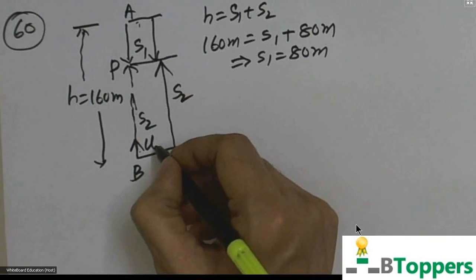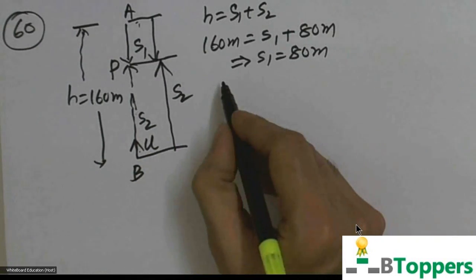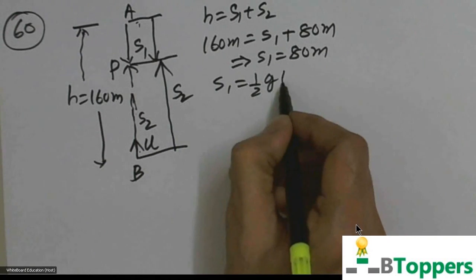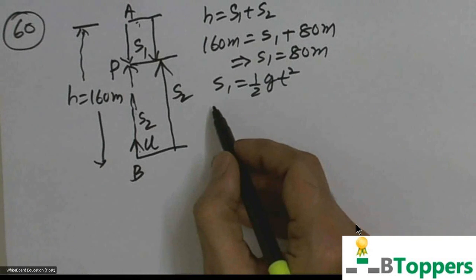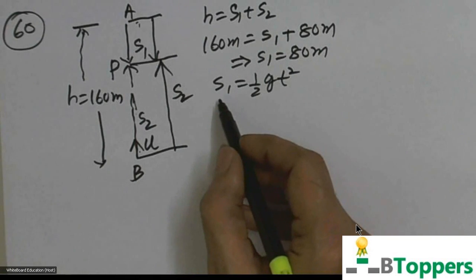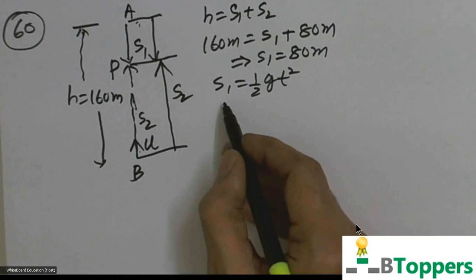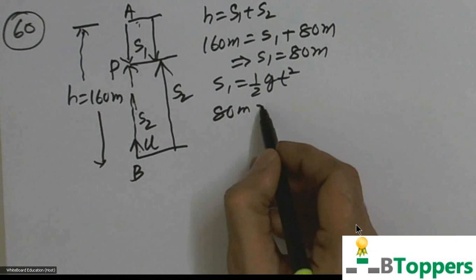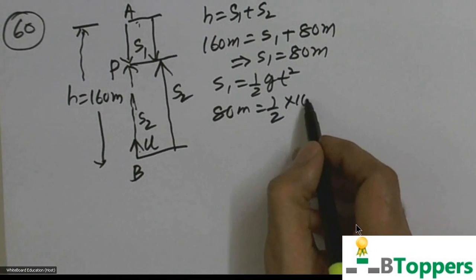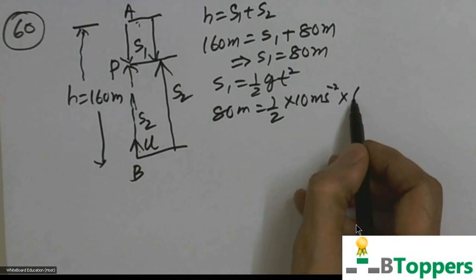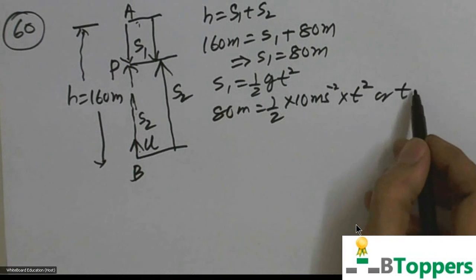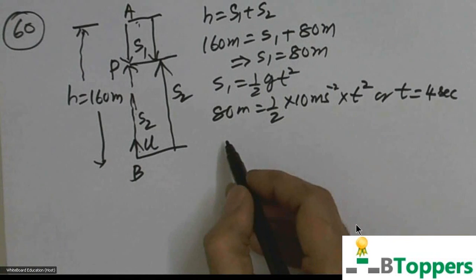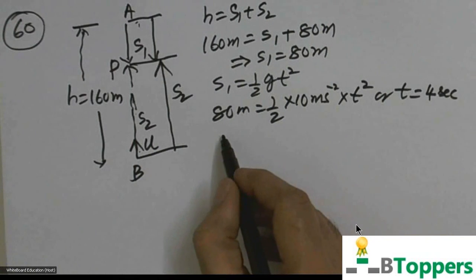The second body is projected from the point with initial velocity u. So the distance covered by the first body in time t can be written as half g t square, because the first body is falling freely under gravity. Let us suppose the two bodies meet each other at the point P after time t. So S1 equals half g t square. S1 is 80 meters here. g is given to be 10 meter per second square. You can simplify this. You get t equal to 4 seconds. That means the two bodies meet at the point P after 4 seconds.